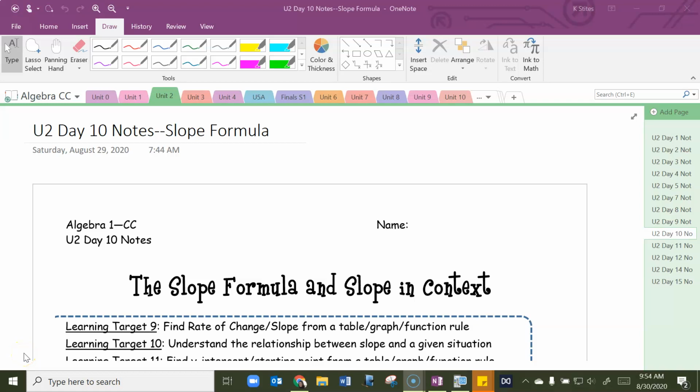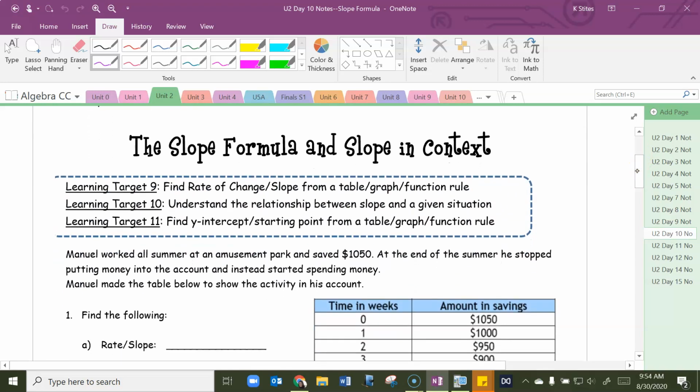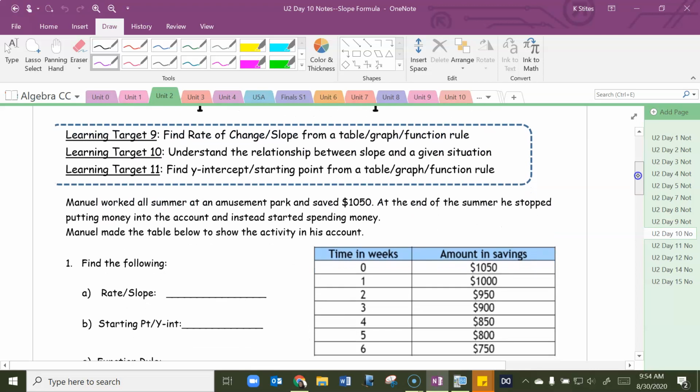Hello, Algebra 1. Today we are talking about the slope formula and slope in context. Most of this is review from the past few lessons, but the big new thing we're going to learn today is something called the slope formula. Here are our learning targets for today, so you can go ahead and read those.